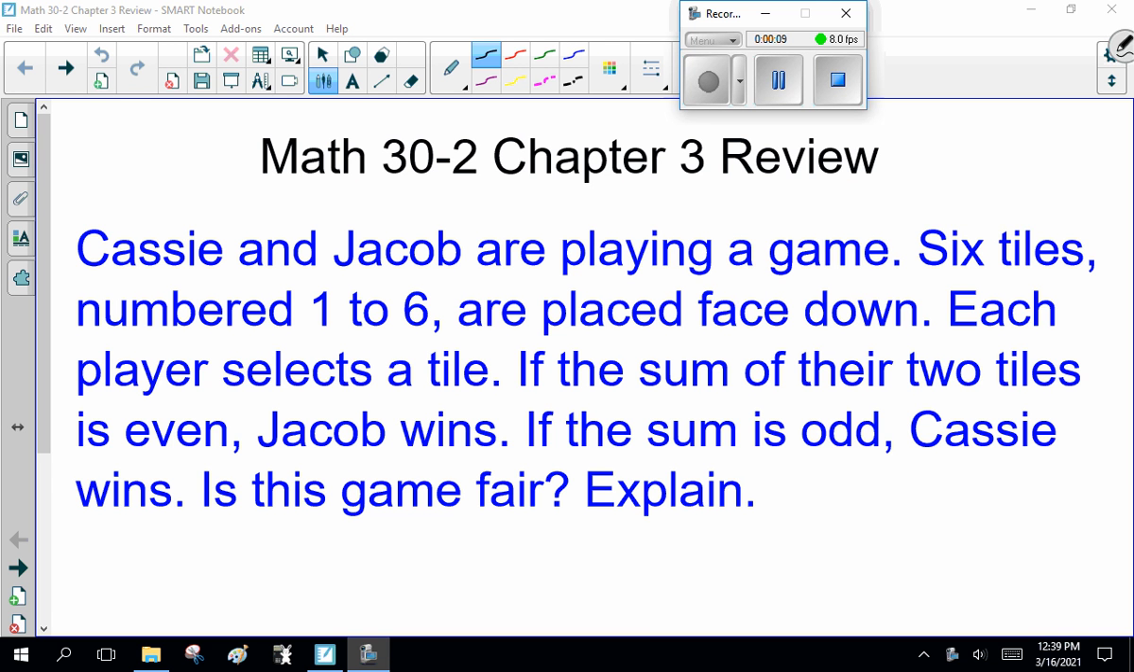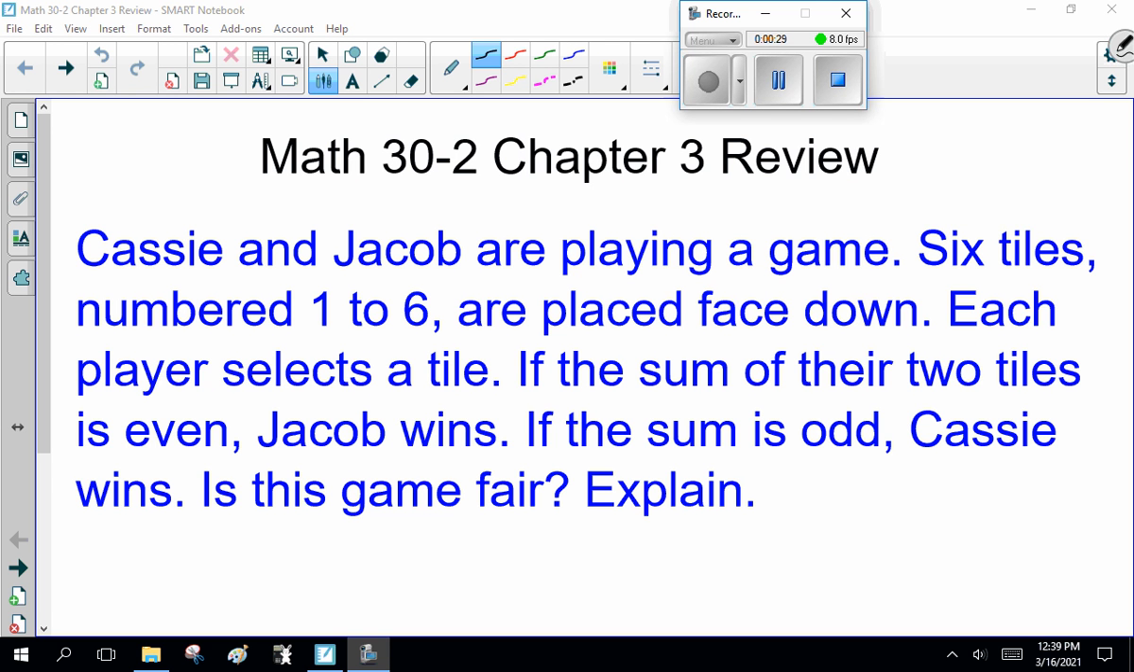So, Cassie and Jacob are playing a game. 6 tiles, numbered 1 to 6, are placed face down. Each player selects a tile. If the sum of their 2 tiles is even, Jacob wins. If the sum is odd, Cassie wins. Is this game fair? And explain.